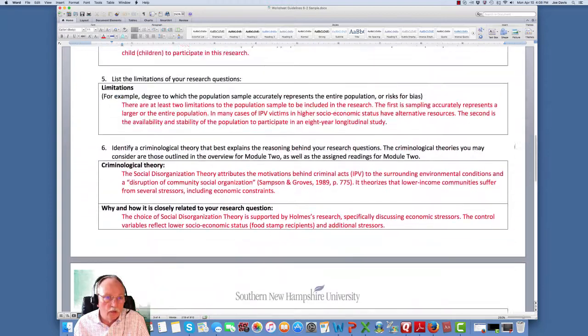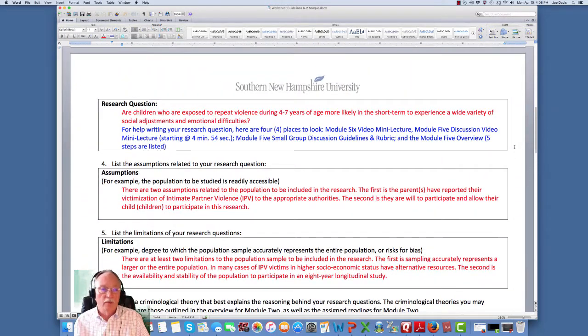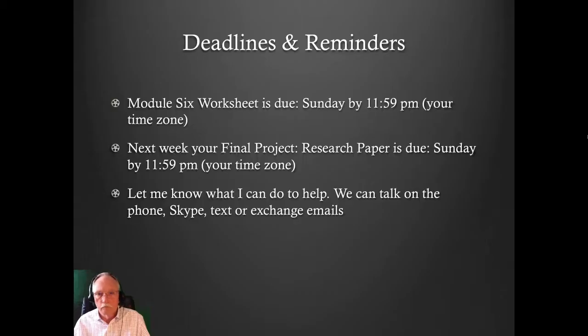I hope that helps. I tried to walk you through it, give it to you in red. Of course, I'll make this available to you. Make sure you read and understand the guidelines and the rubric before you start.